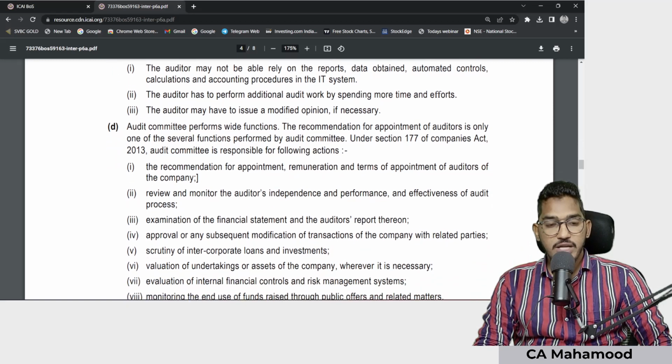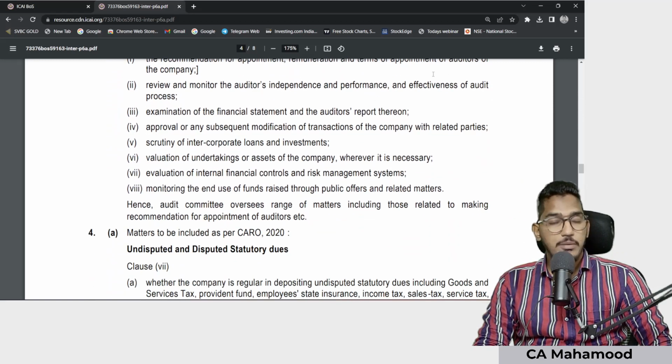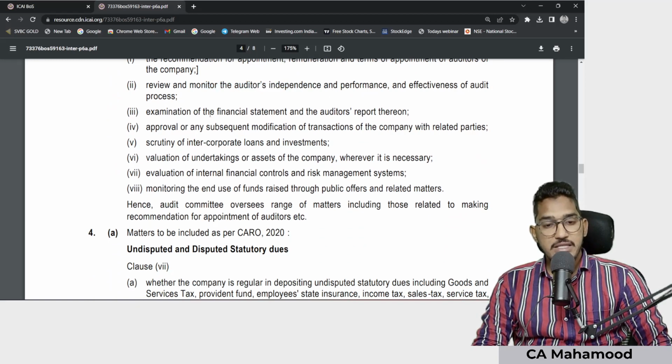So the audit committee will do various functions, like making recommendations for appointment and remuneration of the auditor. It will monitor the auditor's independence and performance. The audit committee will examine financial statements and the auditor's report. They will give approval of related party transactions. They will scrutinize intercorporate loans and investments.